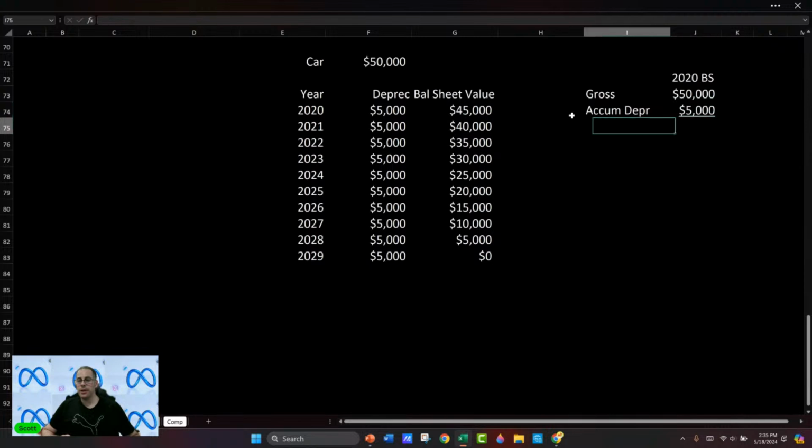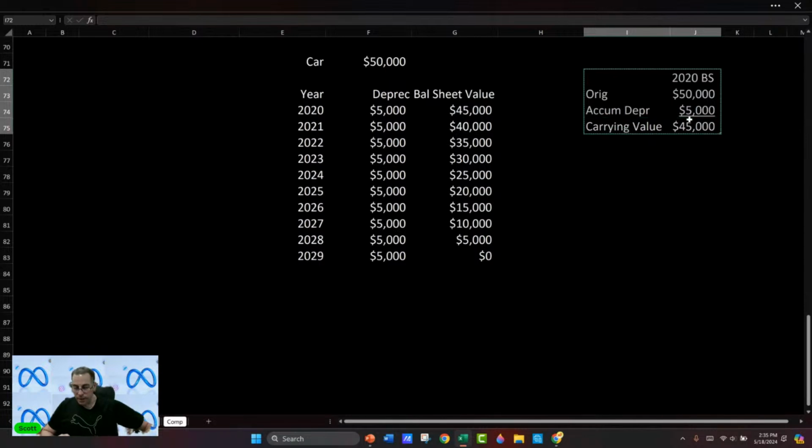On the 2020 balance sheet, I'll use the accounting term, carrying value. There's all different words: carrying value, book value, net value. So in your 2020 balance sheet, it would show $50,000. That's the gross value, or it might say original value. Doesn't matter. Then below that, it would say accumulated depreciation, $5,000. Then carrying value. So that's the value on your balance sheet, $45,000.